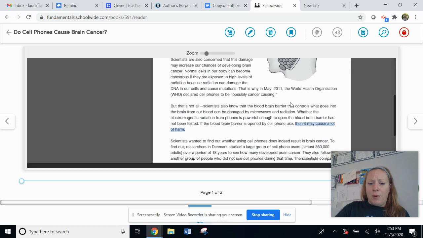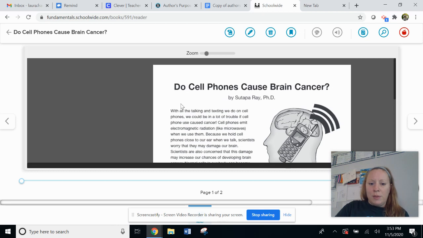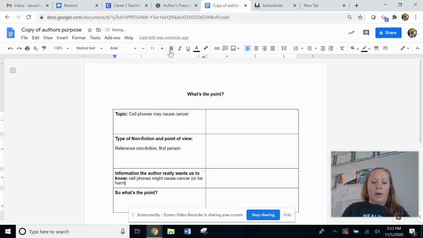And it sounds like from the information that's been presented so far, what do they probably want us to know about cell phones? Do they cause cancer? Are they harmful? So we're going to type that in here. Cell phones might cause cancer. I'm going to put in parentheses or be harmful.